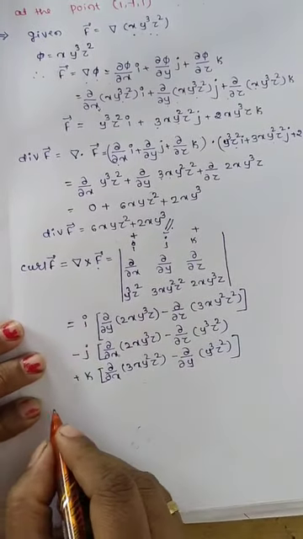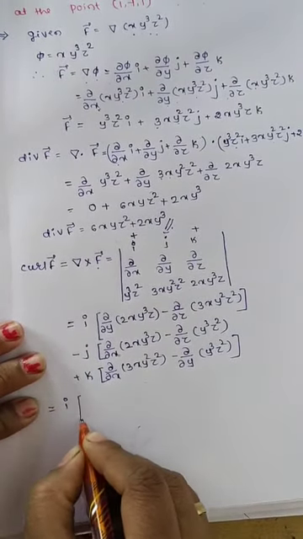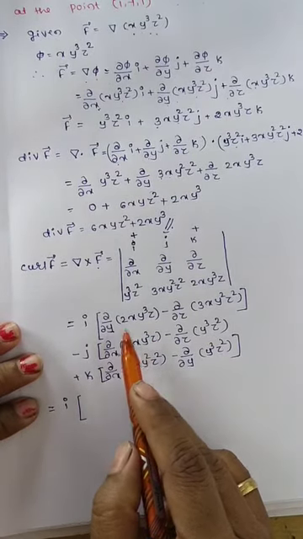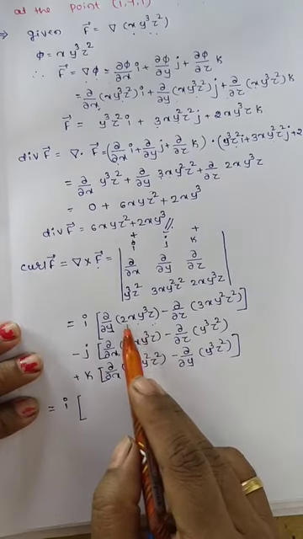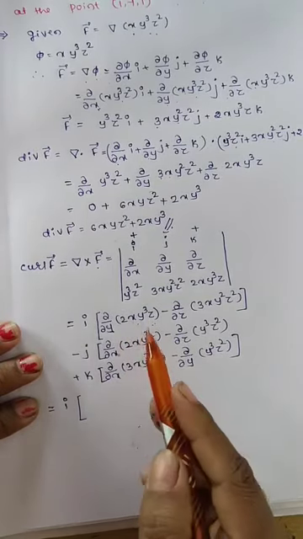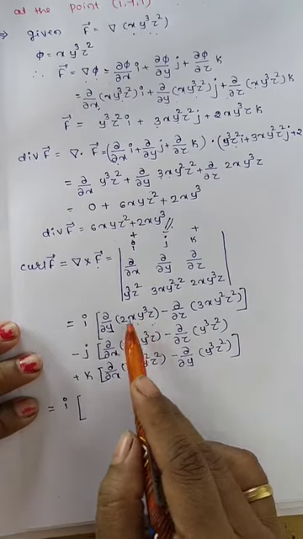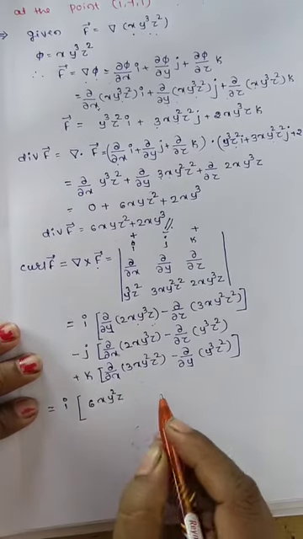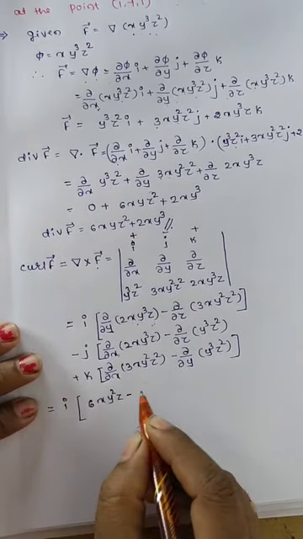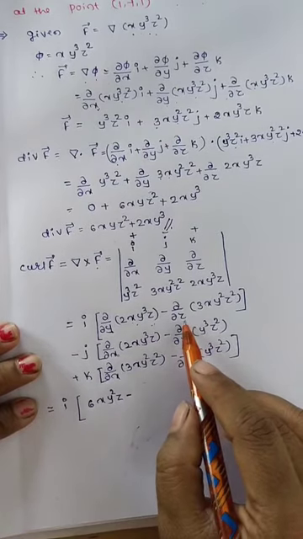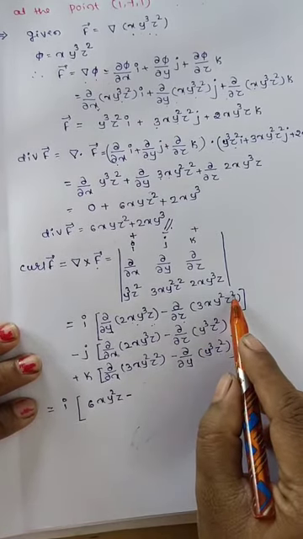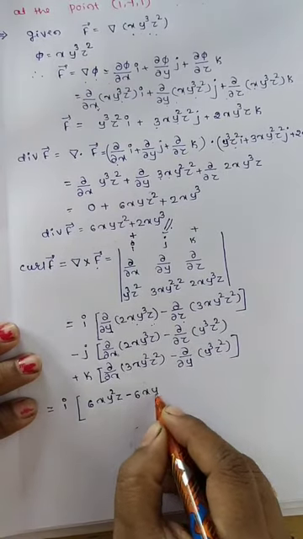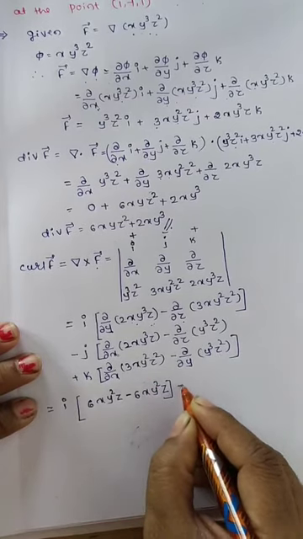Now we have to simplify this one. I keep the first term as it is. Now we have to differentiate this term. Here y we have to differentiate; x and z are the constants. 2xy³ differentiation is 3y², and 3 into 2 becomes 6xy²z. Minus, here we have to differentiate with respect to z. z² differentiation is 2z, and 2 into 3 becomes 6xy²z.